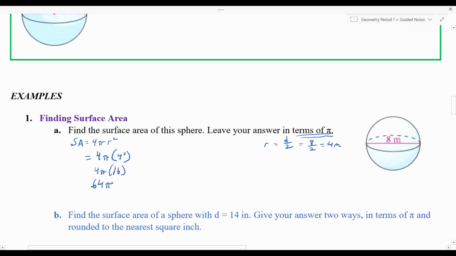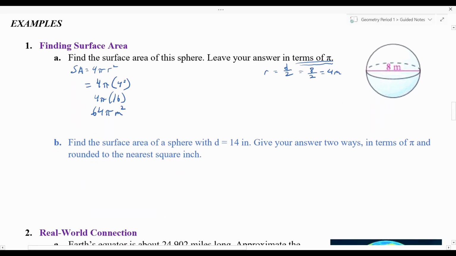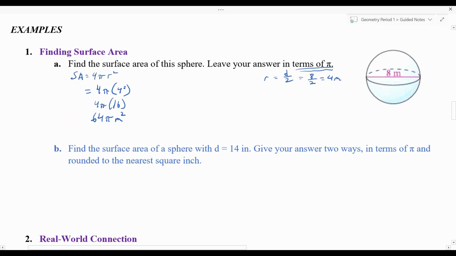So it's 64 pi. We're dealing with surface area, which is still in squared units. My units are in meters, so it's going to be squared meters. 64 pi squared meters. And there we have that. That's it for surface area for that sphere. Now let's take a look at the problem that you will do on your own.